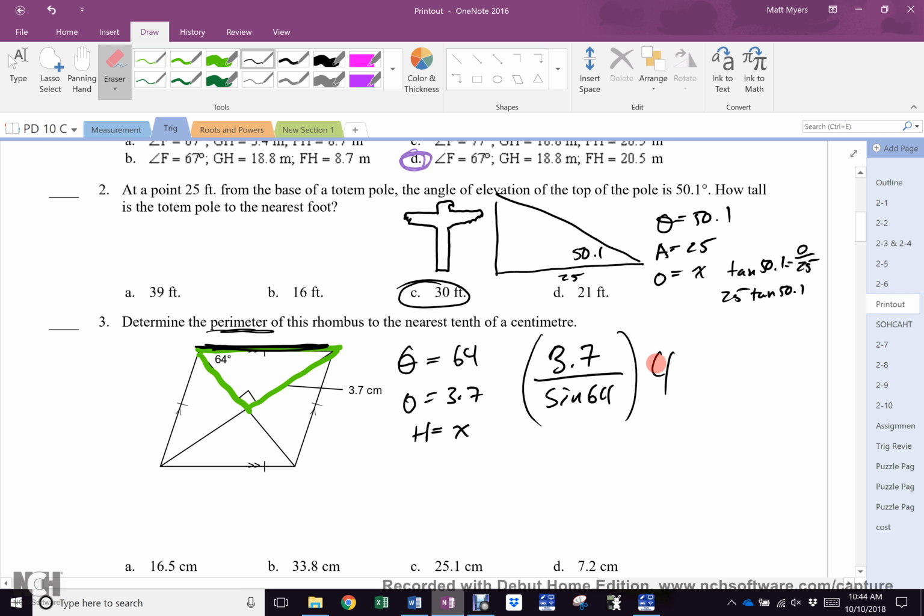Oh, the other sides are... No. Ah, yes. Okay. So, no. 1, 1, 1, 1. Those symbols mean parallel. Now, wait a moment. Of course. So, 3.7 divided by... It is A.